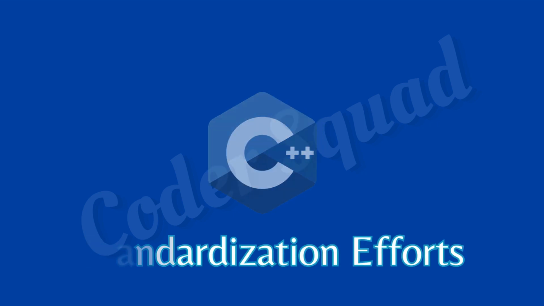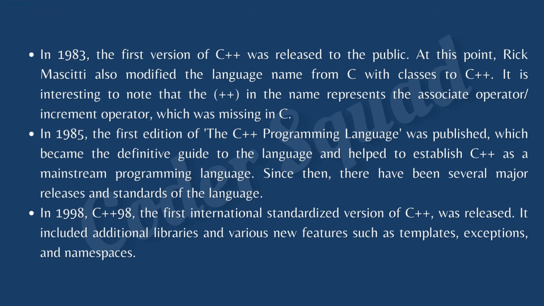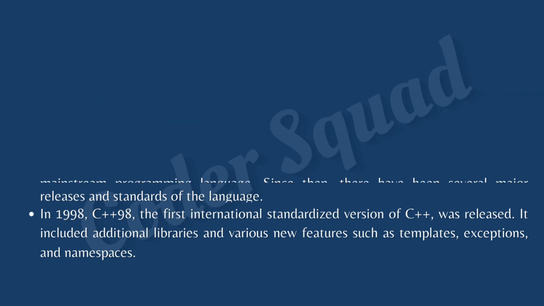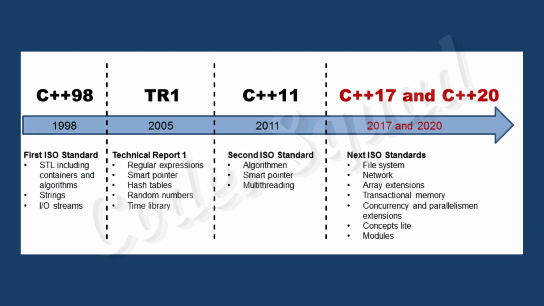As C++ gained popularity, efforts were made to standardize the language. In 1998, the first international standard for C++ was published, known as C++98. This standardization brought consistency and portability to C++ code across different platforms and compilers.